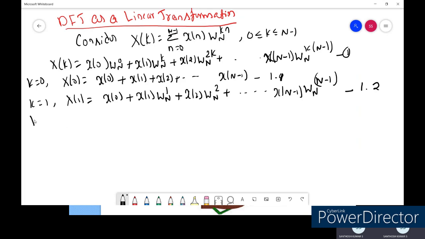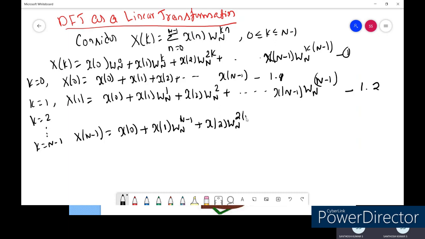Similarly, let us substitute k is equal to 2 and so on up to k is equal to N minus 1. So we get X of N minus 1 is equal to x of 0, plus, wherever k is there, I substitute N minus 1, x of 1 into omega N to the power of N minus 1, plus x of 2 into omega N to the power of 2 into N minus 1, plus so on, x of N minus 1 into omega N to the power of N minus 1 the whole square. Call this equation number 1.N.